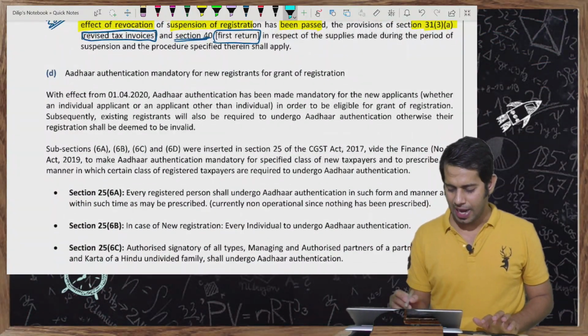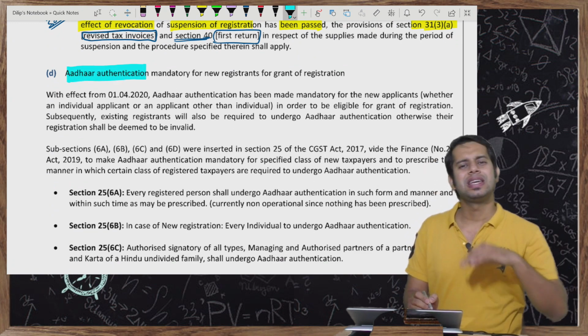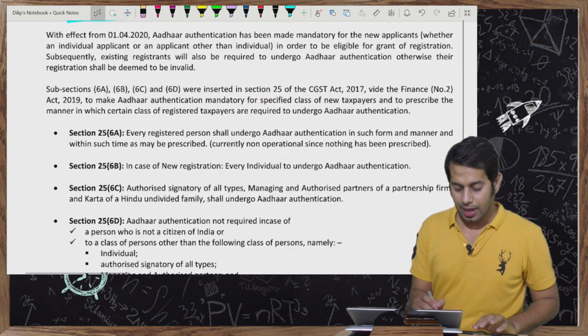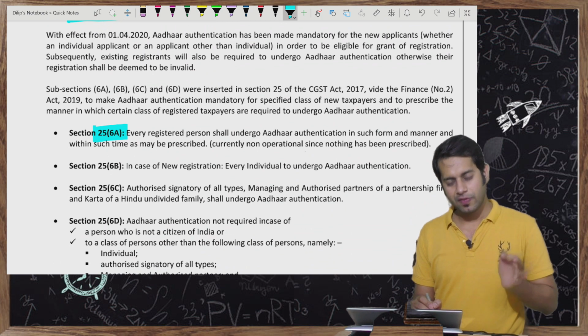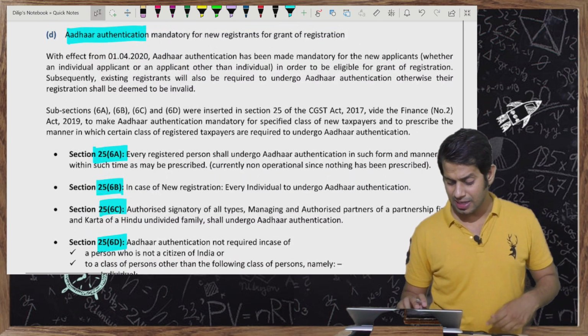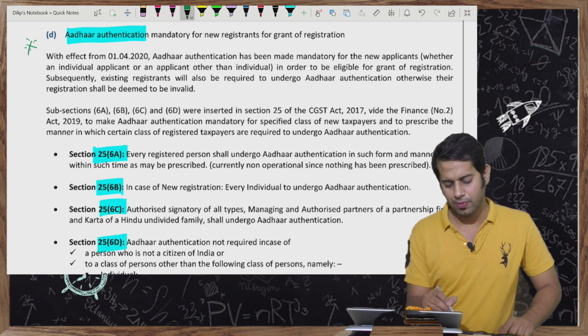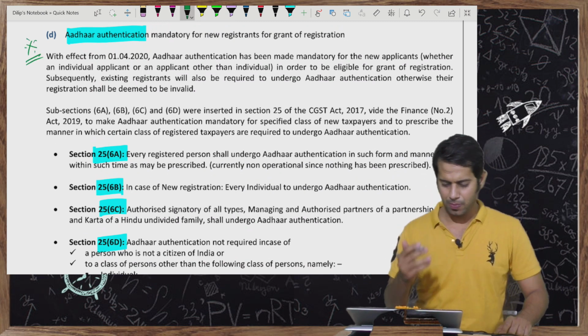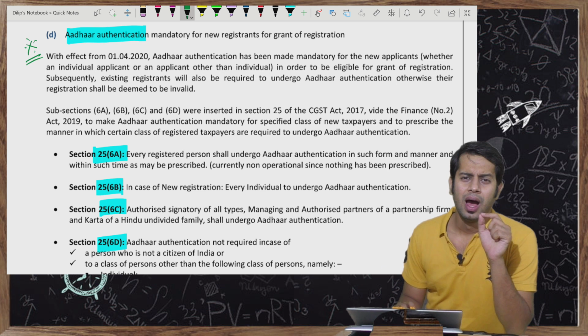Next, one more point has been added. For whoever is taking registration, they have added under section 25 the new sections 6A, 6B, 6C and 6D. This is important, and may be important for your examination.